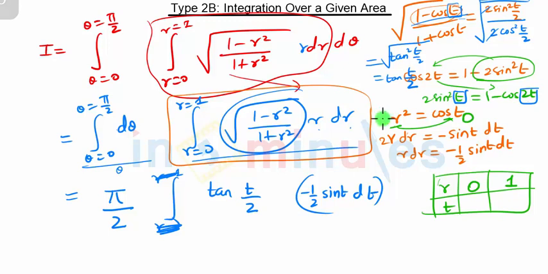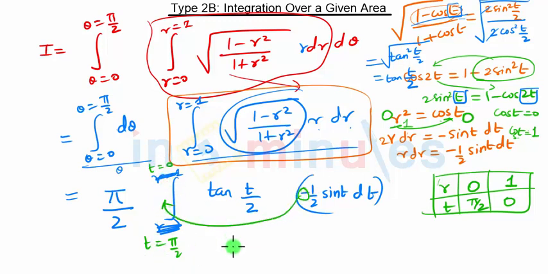When we put r equal to 0 here, cos t is equal to 0, when t is pi by 2. When we put r equal to 1 here, cos t is 1. At what angle is cos t 1? At cos 0 it will be 1, so t will be 0. So these are the new limits, that is t is going from pi by 2 to 0. Now we can take this negative sign inside this integration, so the integration limits will get swapped.